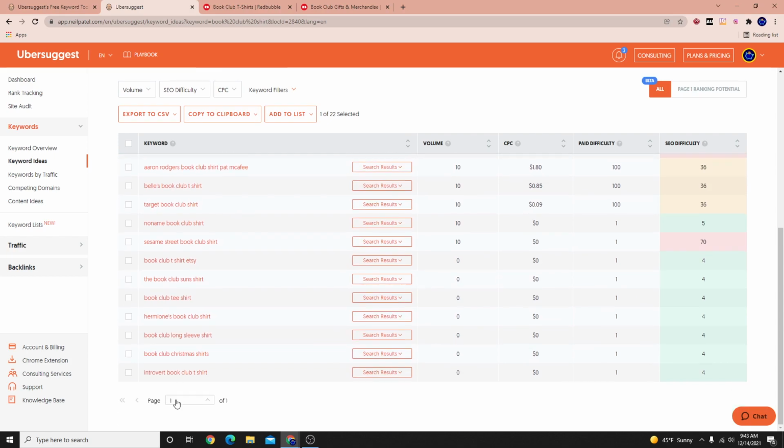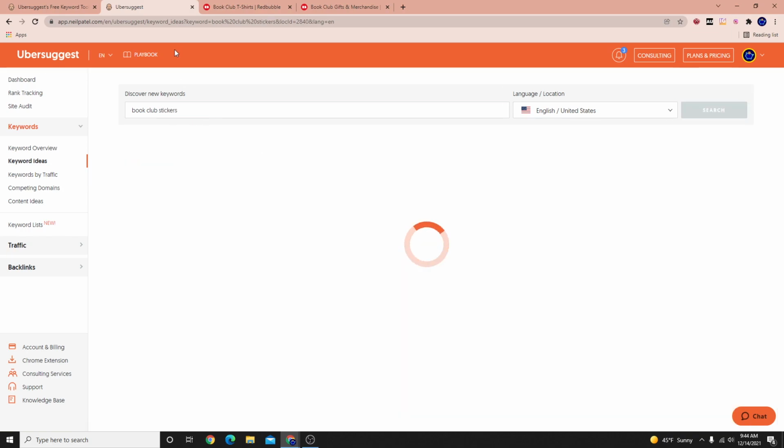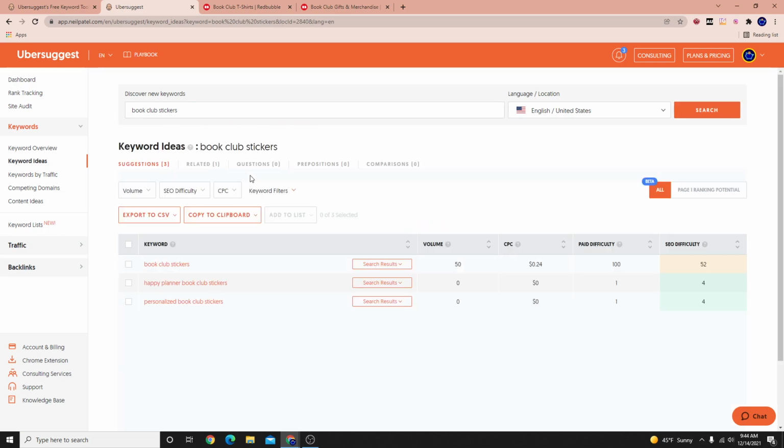So you can see here, if we had to attribute a certain amount of search volume for this specific keyword, specifically for shirts, you get 210 plus 170. And I bet if I search for something like stickers, it would be searched for less. So let's go ahead and see book club stickers, and let's see what comes up. Yep, I was right, 50 search volume. So really, the niche is kind of small.